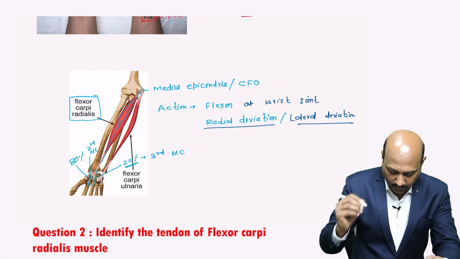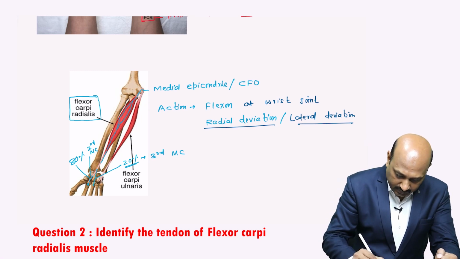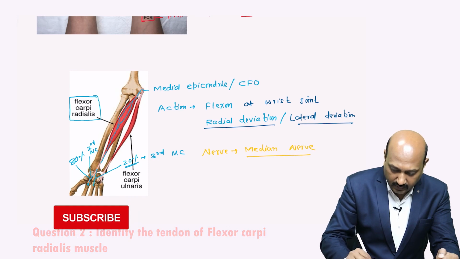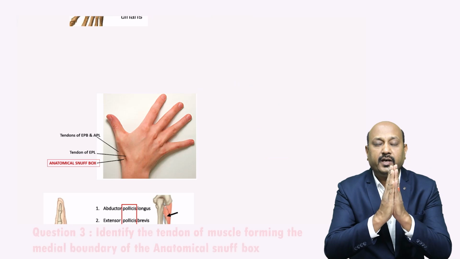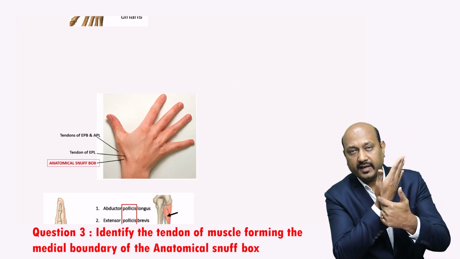Right. Okay. What would be the nerve? The nerve supply, definitely this muscle is supplied by the median nerve. So which nerve is going to supply? The median nerve is going to supply this muscle. So the next question that has been asked is about this triangular depression.